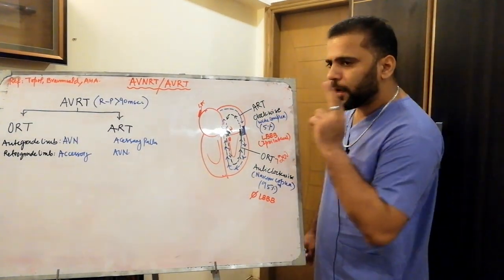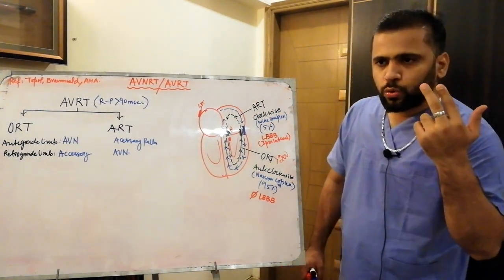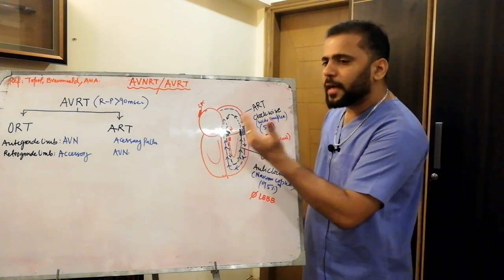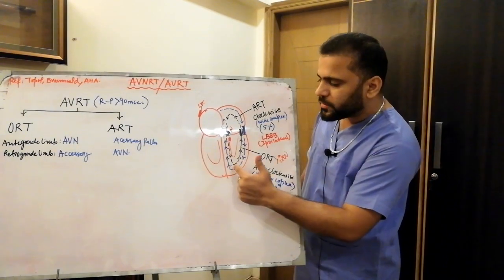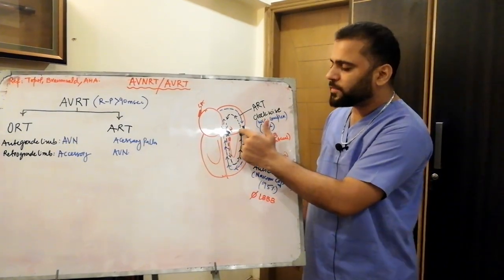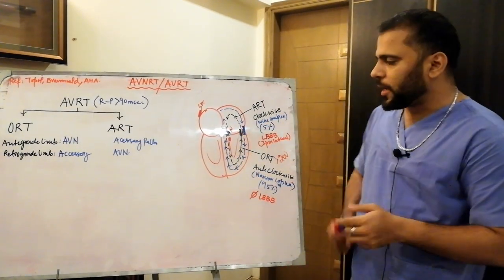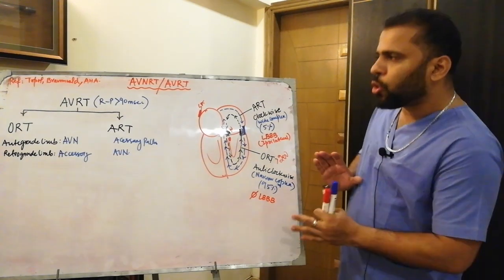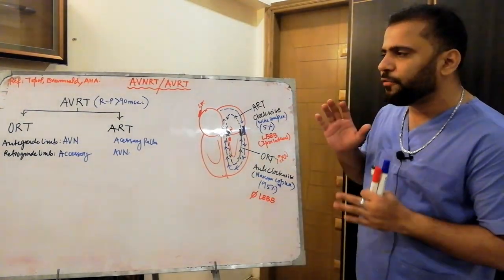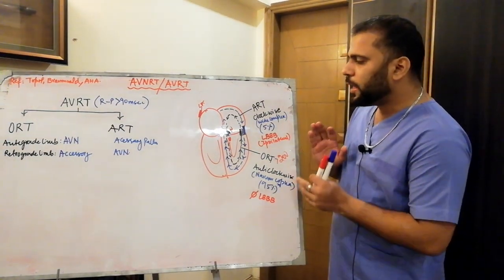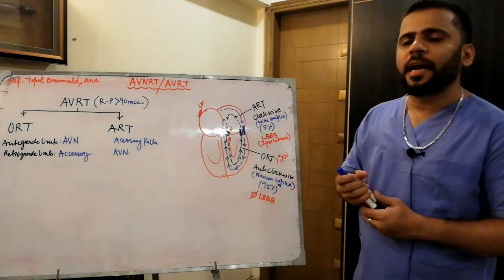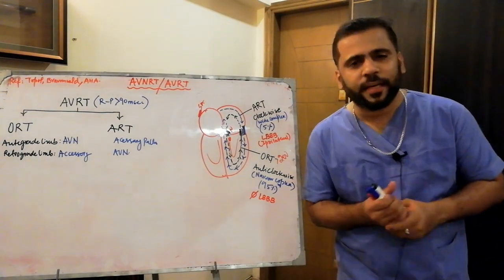There are two pathways. One is in the node and the other is the accessory pathway, and it is going down. The antegrade limb is the AV node and the retrograde limb is through the accessory pathway. And this is the most common type of AVRT. 95% of AVRTs are ORT. And what is ART? ART is actually a wide complex tachycardia.